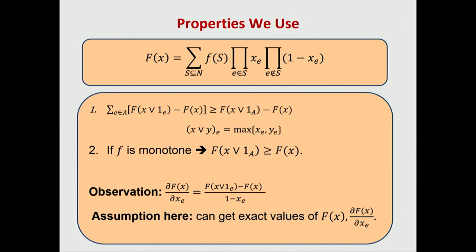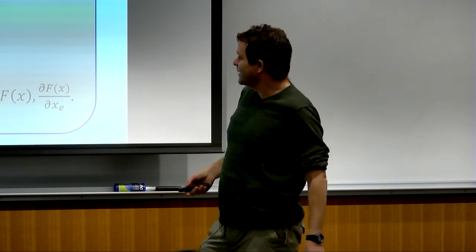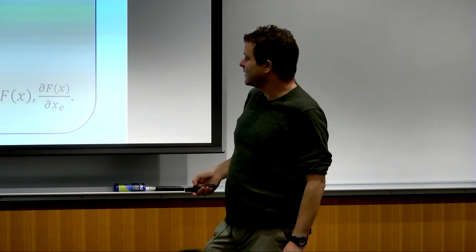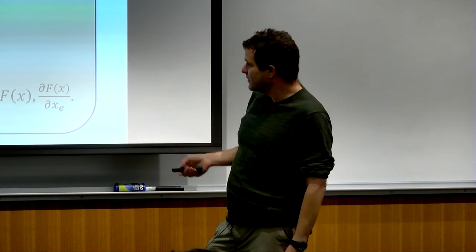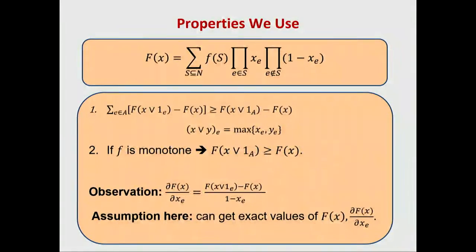So 1 minus xe. And here is one place where I cheat, and I will say later that this is really cheating. I assume that you can actually take the value of f of x and the derivative of f of x, and this is not the case in general. You just have an oracle to these values. But let's assume for now that we have exact values for this function.